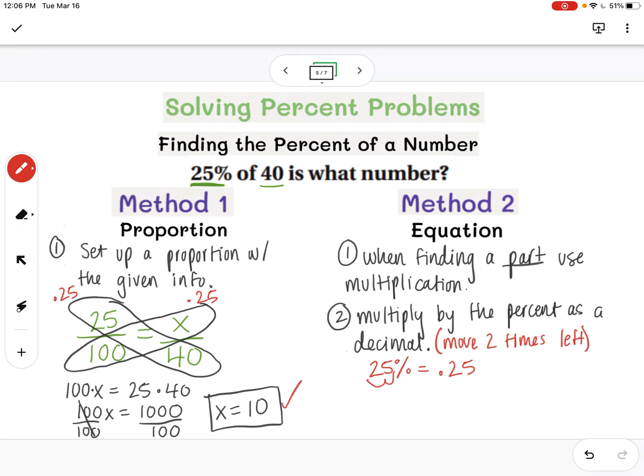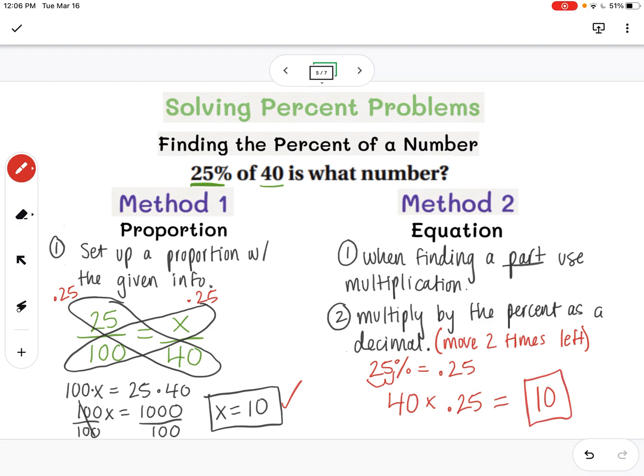The only hard part about here is just understanding if we're finding the part or the whole. And so all we do right here is we take our whole number, 40, and we multiply by the percent as a decimal, 0.25. And that would also give us 10 if you did that on a calculator.